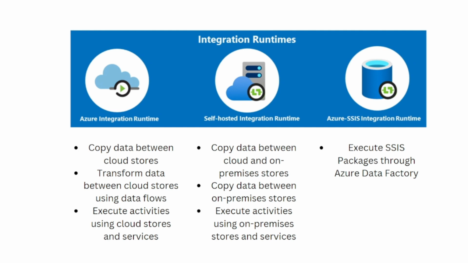Then we have self-hosted integration runtime. The infrastructure and the hardware is managed by you this time. You will need to address all the patching, the scaling, and the maintenance. The integration runtime can access resources in both public and private networks. So you use self-hosted integration runtime when you want to copy data between cloud and on-premises stores, or when you want to copy data between on-premises stores only, or when you want to execute activities using on-premises stores and services.